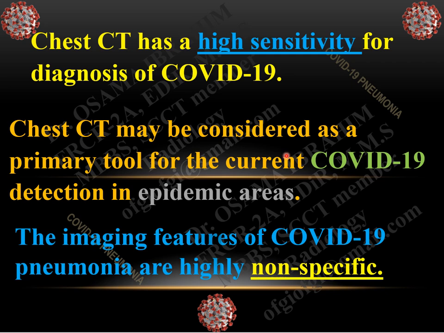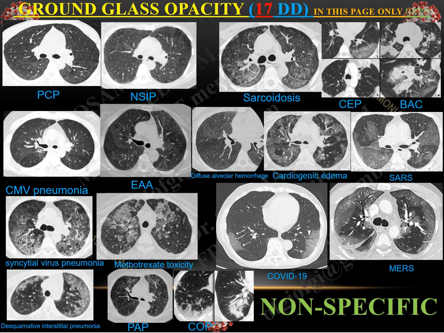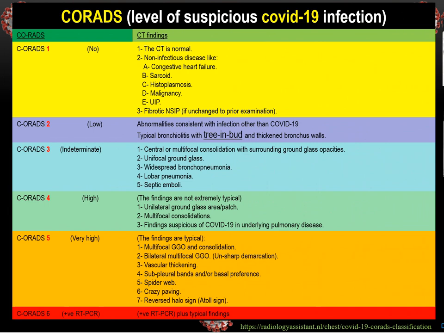The imaging features of COVID-19 pneumonia are highly non-specific. Indeed, I don't think HRCT can confirm the diagnosis of COVID-19 due to its non-specificity. As we mentioned before, it can occur in more than 17 differential diagnoses. However, I can definitely say HRCT has high sensitivity to classify the level of suspicion of COVID-19 infection, as we mentioned in detail before, and classify it from no to very high, from 1 to 6, as we mentioned before. I hope I clarified a lot of confusion about COVID-19 HRCT. My reference.